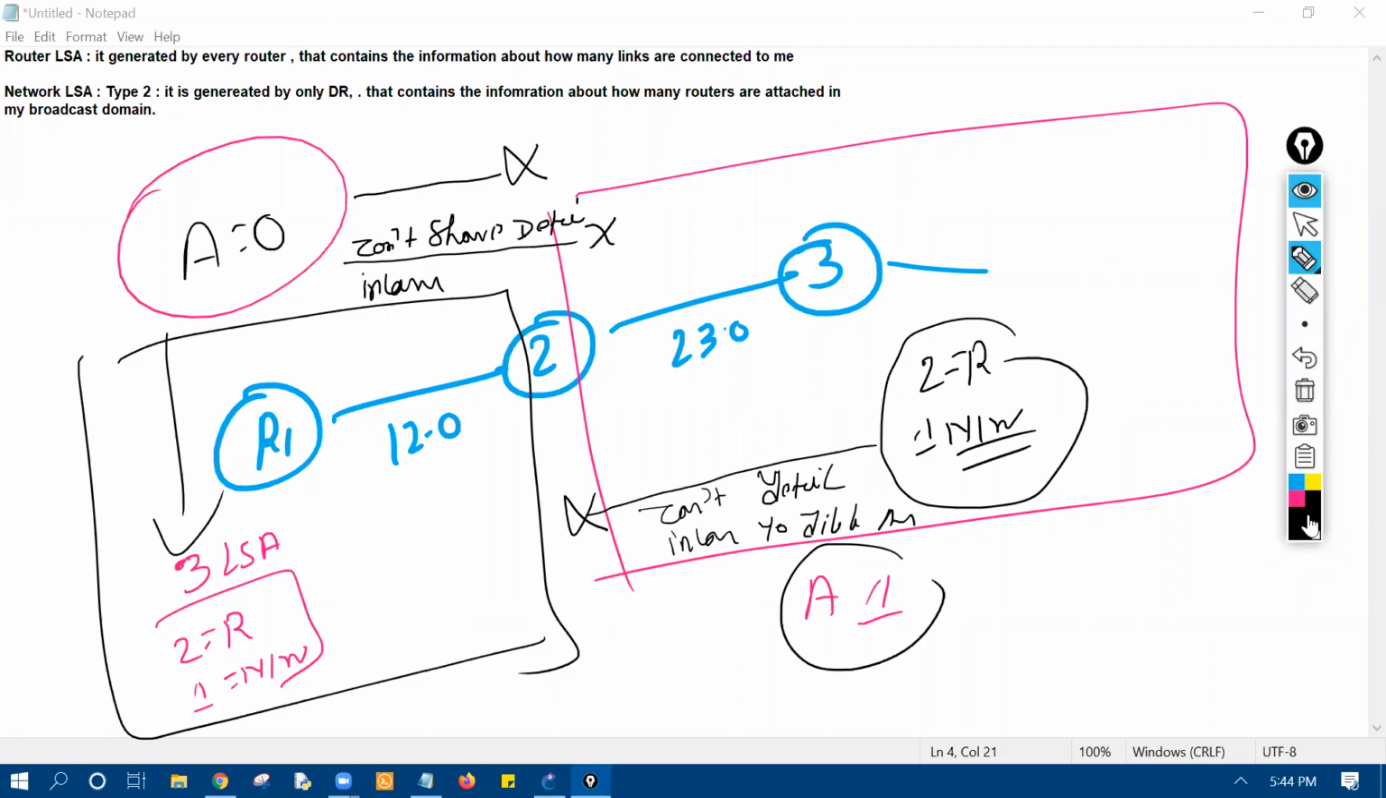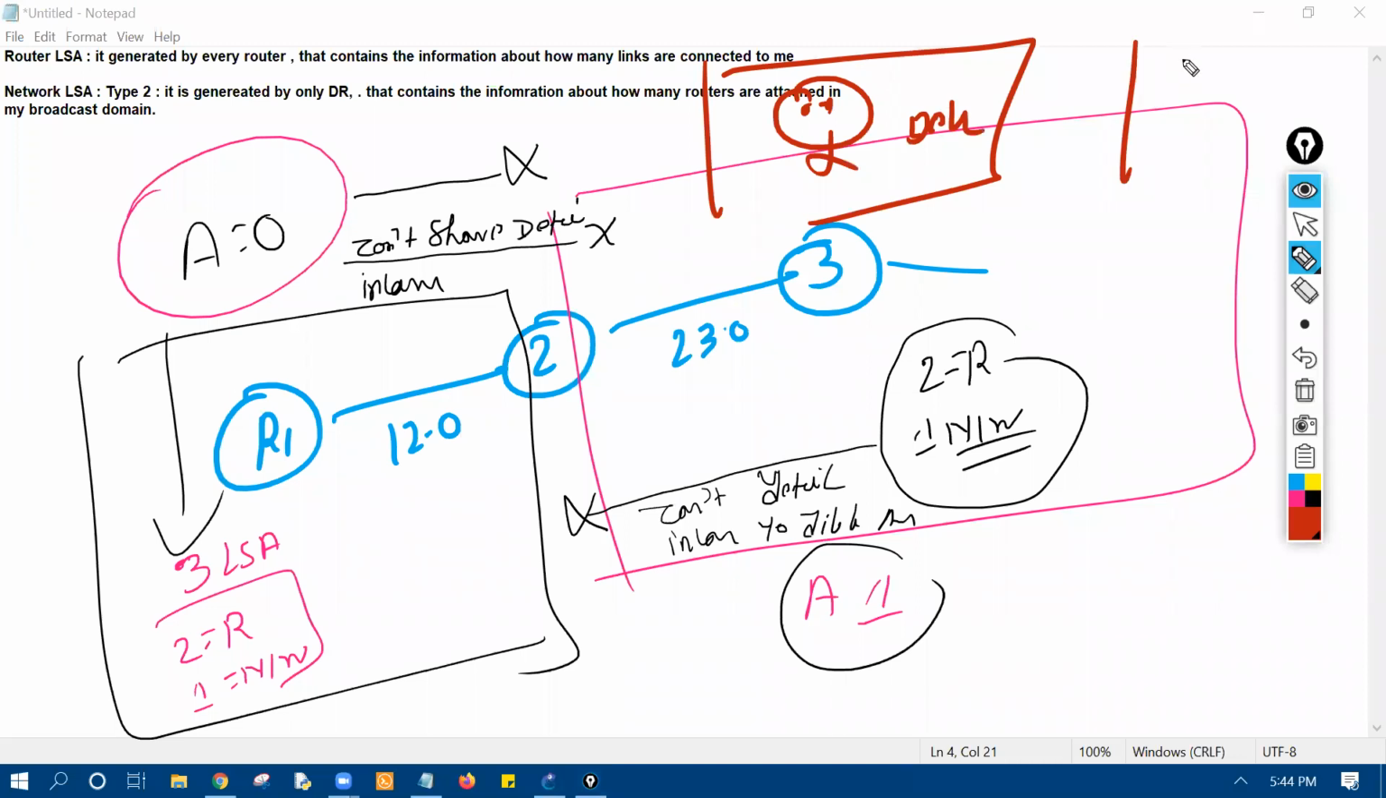It is like the example I gave you on that day. If persons belong to the Delhi location, they have complete knowledge of Delhi. If persons belong to the Bangalore location, they have complete knowledge of Bangalore. The Delhi guy does not have much information about Bangalore, and the Bangalore guy does not have much information about Delhi. But the Delhi guy knows each and every street of Delhi, and the Bangalore guy knows each and every street of Bangalore.